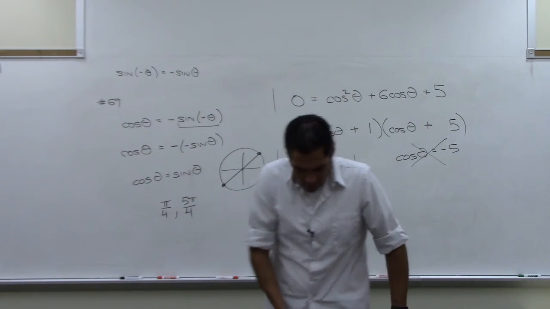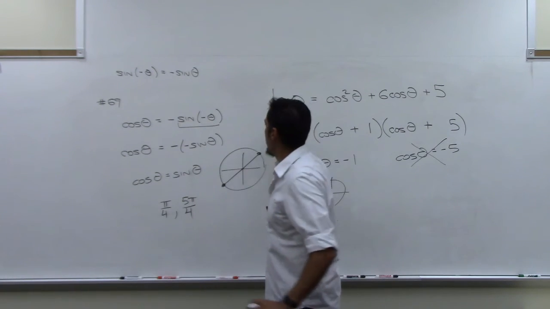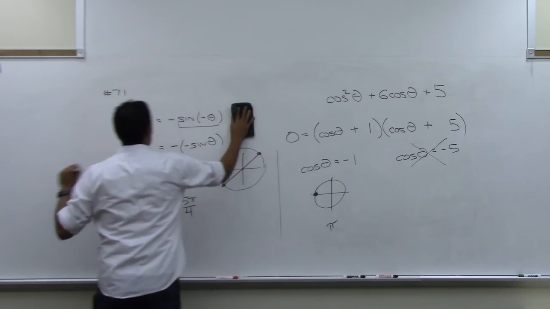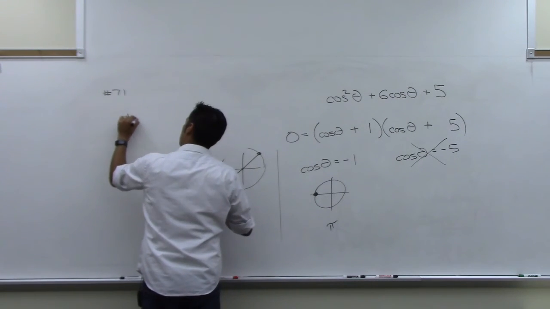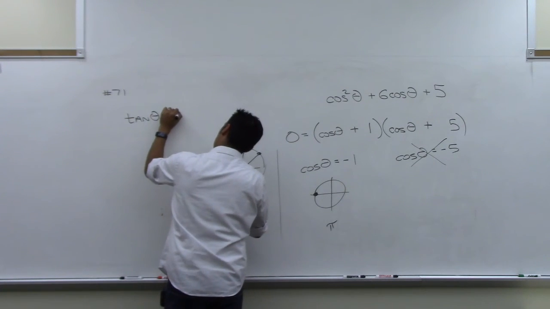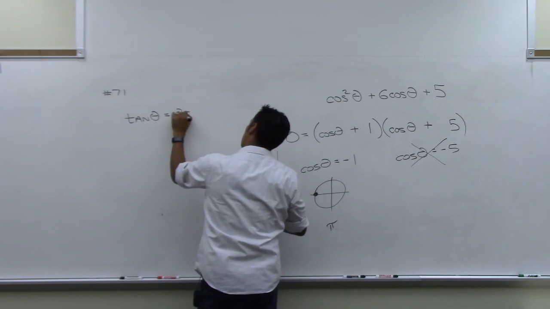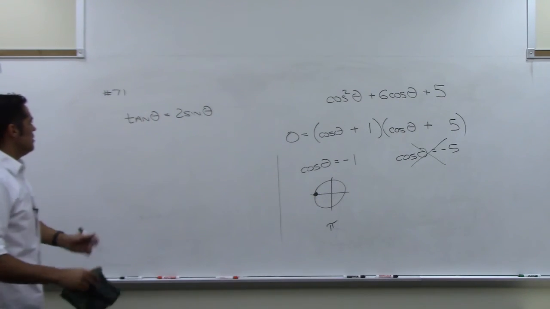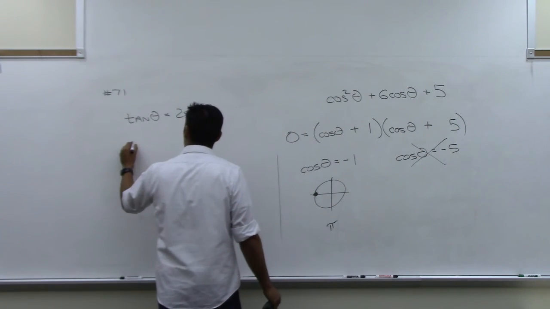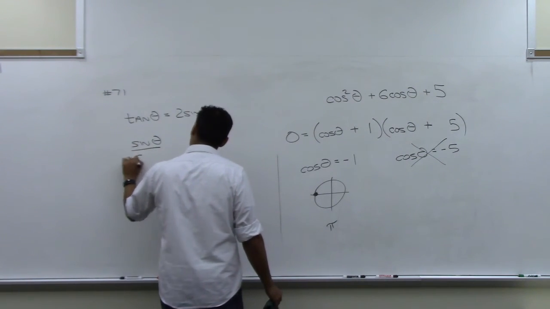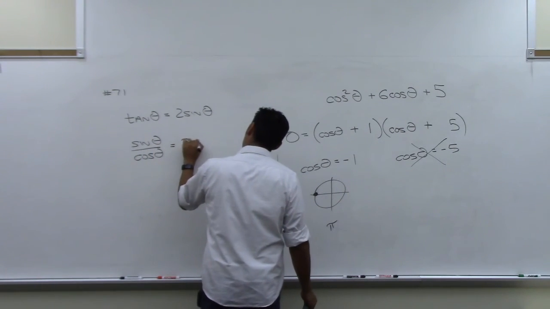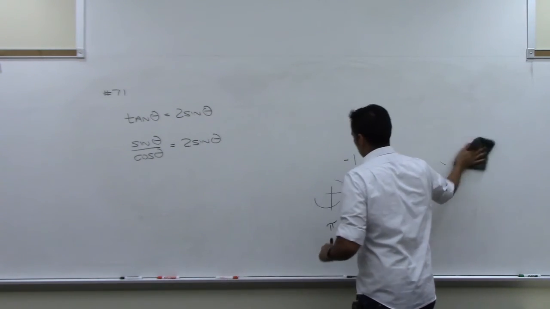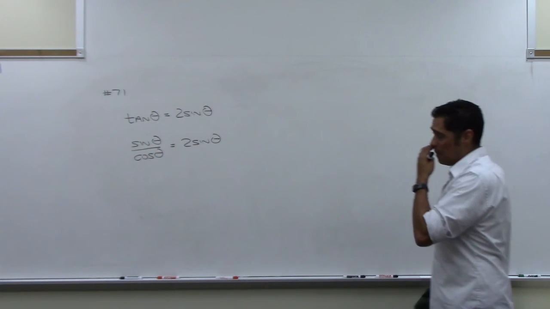71. Tangent theta equals 2 sine theta. Ooh, all right. So what is tangent? Tangent is sine theta over cosine theta. I want to know when that's equal to 2 sine theta. This is an interesting problem.